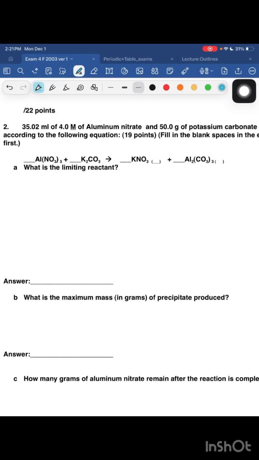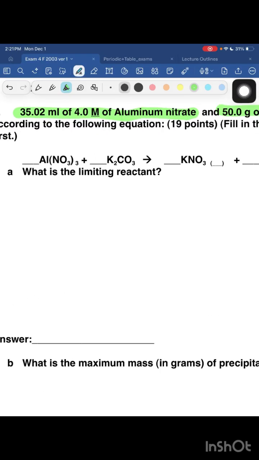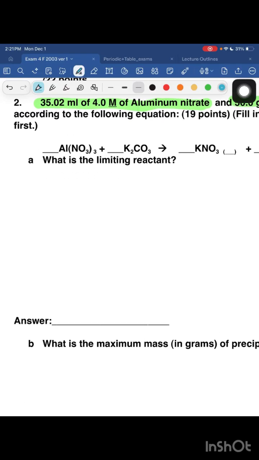Question 2 says we have, let me highlight it, 35.02 milliliters of 4.0 molar aluminum nitrate and 50 grams of potassium carbonate. Before we do anything else, let's balance this. So I've got a double replacement of, we got aluminum, potassium, nitrate, and carbonate.